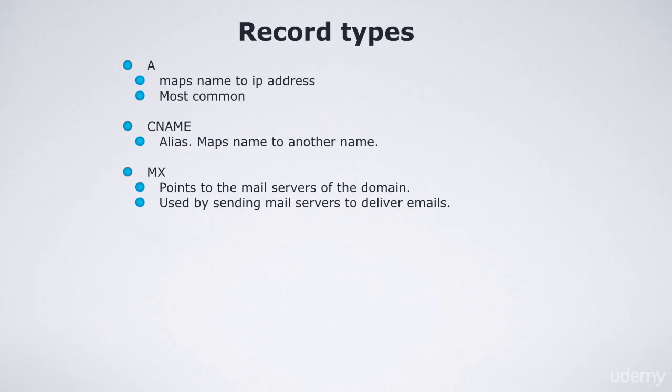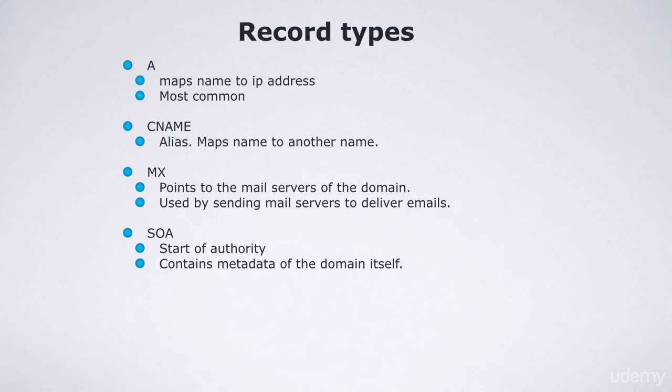The next record type is the SOA record. This record must always exist once in each zone file, and it contains metadata about the zone, with parameters like how long the DNS records in the domain should be cached, and other timers. We will look deeper into the SOA record in later lectures.